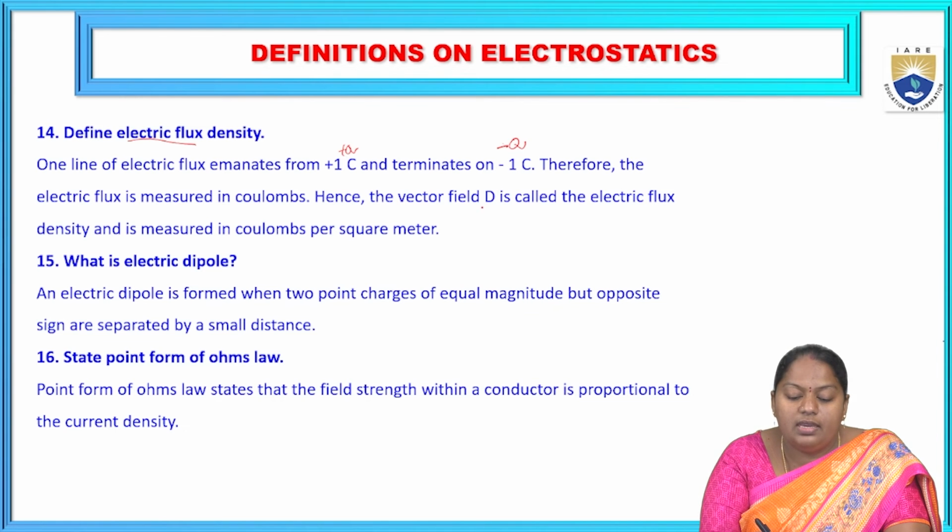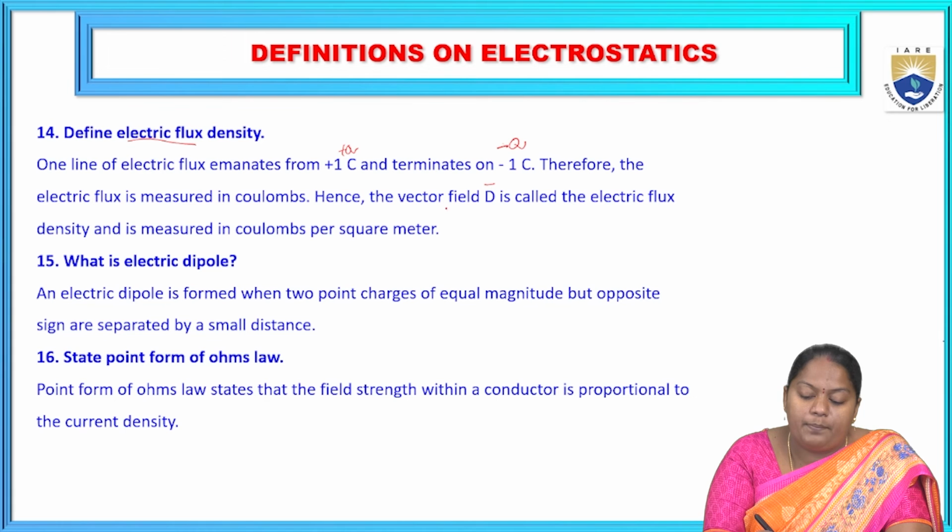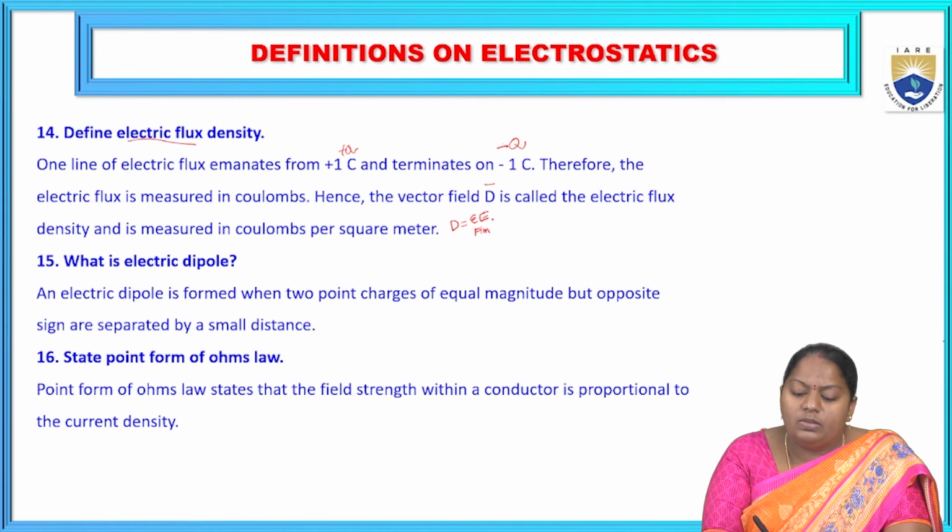Now to represent the electric flux density, we use the notation D, where D is also a vector. So the vector field D bar is called the electric flux density and is measured in coulomb per square meter. D is equal to epsilon into E. Here epsilon is measured in farad per meter, and E is measured in volts per meter. So D is measured in coulomb per meter square.